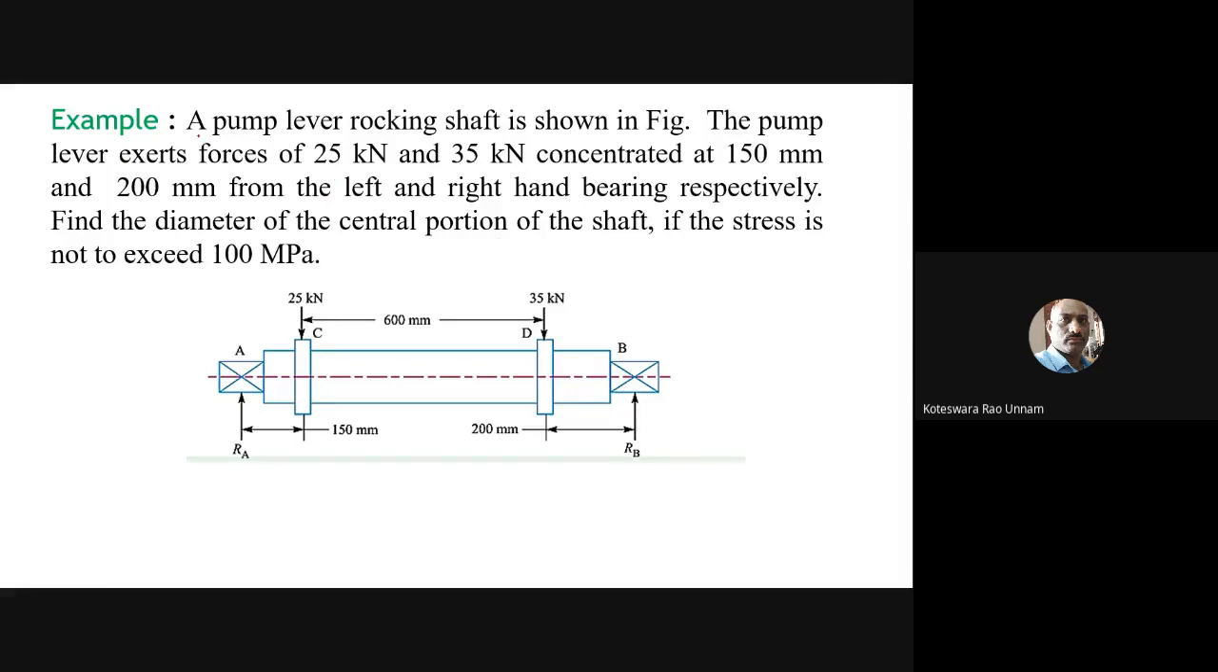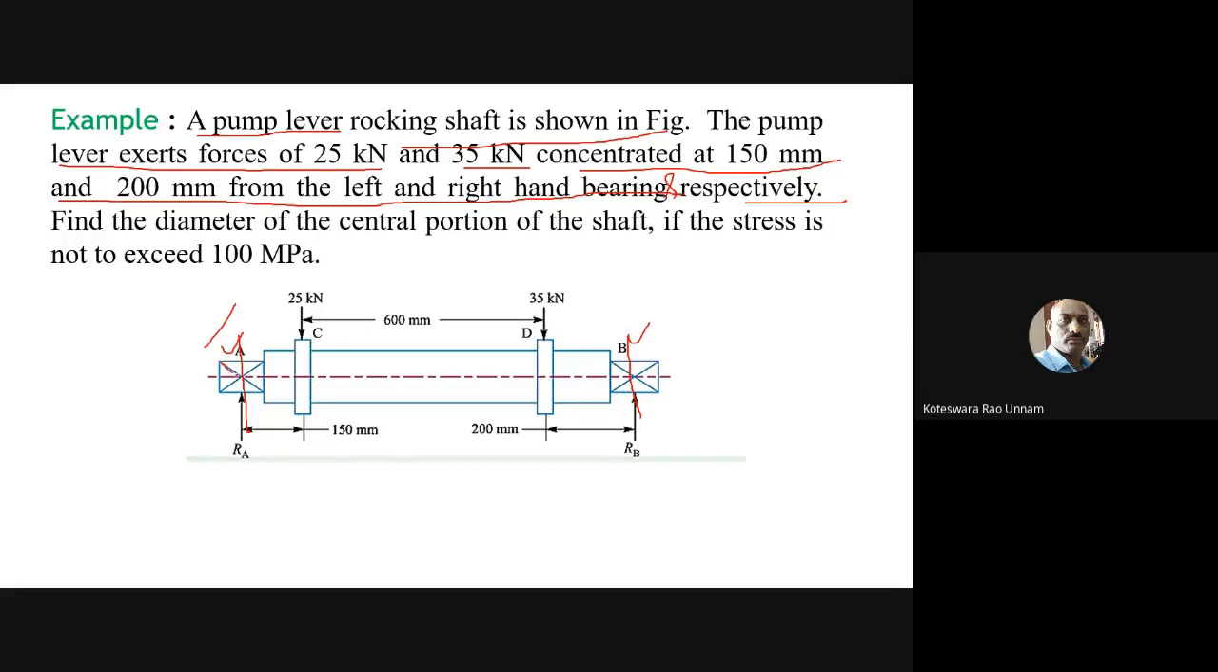A pump lever rocking shaft is shown in the figure. This is the shaft used in some pump application. The pump lever exerts forces of 25 kN and 35 kN concentrated at 150 mm and 200 mm from the left and right hand bearings respectively. So here a lever is there in a pump application. This lever is supported on two bearings, one at A and another at B.